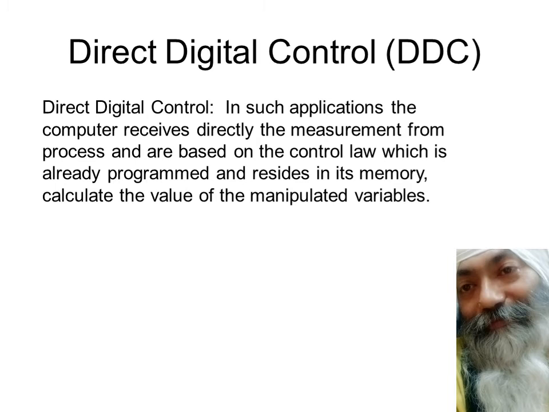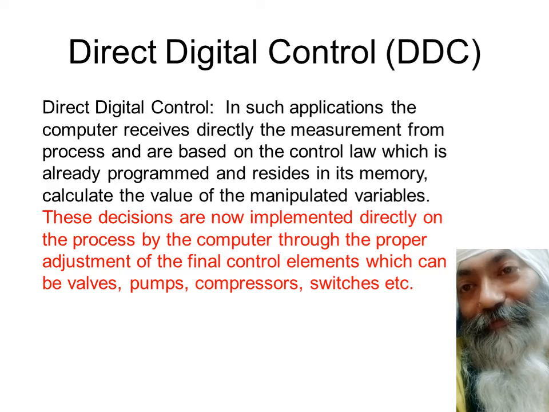So as you have seen about the digital control, the direct digital control, the computer receives the measurement directly from the process, and based on the control laws, which are already programmed and reside in its memory, it calculates the value of the manipulated variables. These decisions are then implemented directly on the process by the computer through the proper adjustment of final control elements.